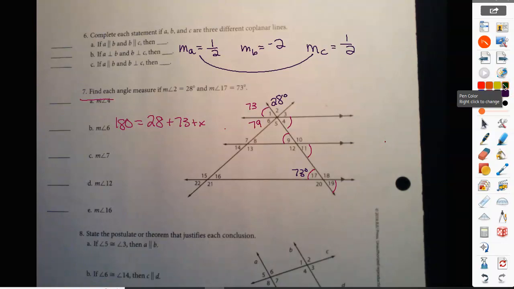But oh, we know what 3 is. How do you know what 3 is? It's because it's vertical to 6. Okay, 6 is vertical to 3, so these are congruent. And then Lucas, how do you know 8 is the same as 3? What's their relationship?